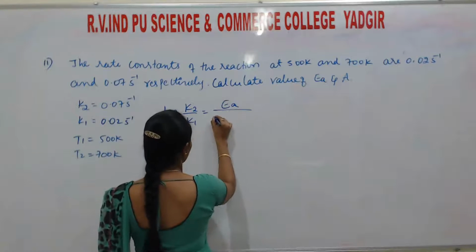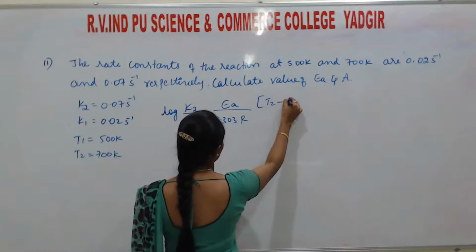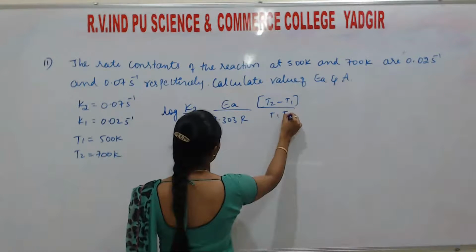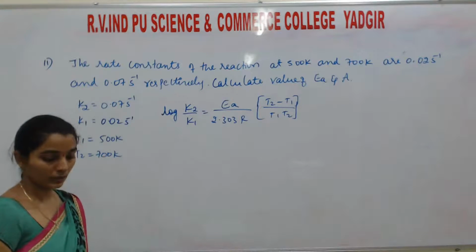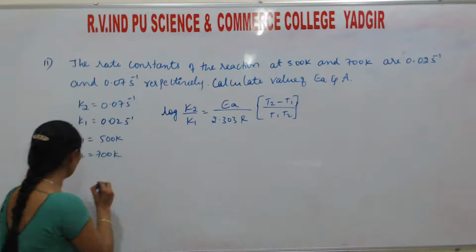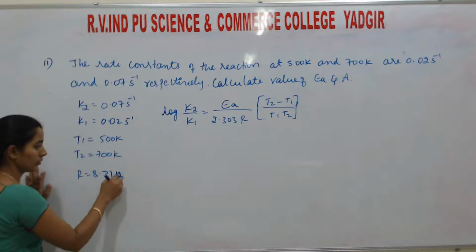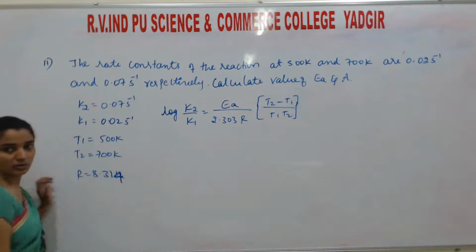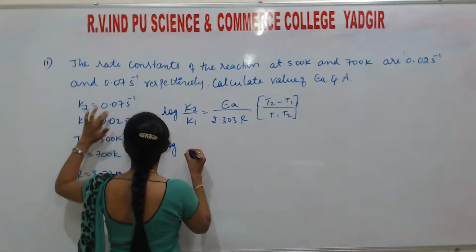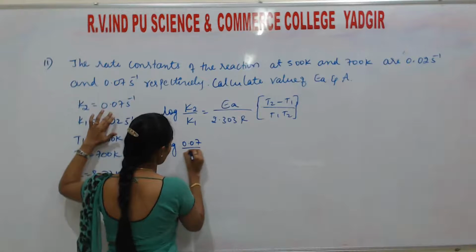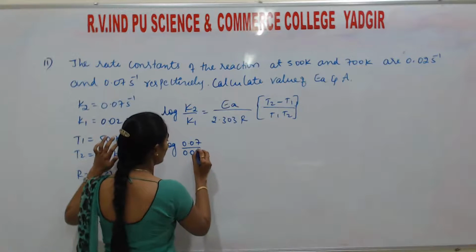A divided by 2.303 or (T2 minus T1) divided by T1 T2. Correct? So here the R value we know, that is 8.314. This is the universal gas constant value. Substitute here: log of K2 means 0.07, K1 means 0.05, so 0.02.